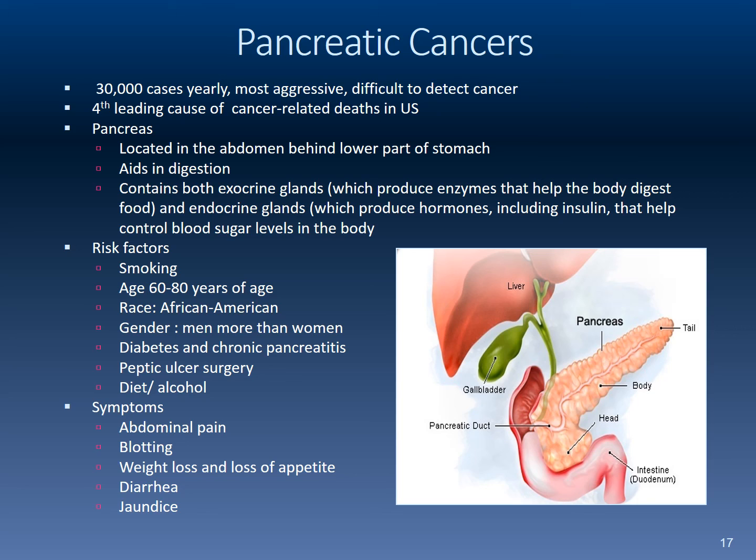Risk factors involve smoking, typically people between the ages of 60 and 80, African Americans, men more so than women, diabetics or those with chronic pancreatitis, those who suffer from peptic ulcers, diet and alcohol contributing to the disease. Symptoms involve abdominal pain, bloating, weight loss, loss of appetite, diarrhea, and jaundice.